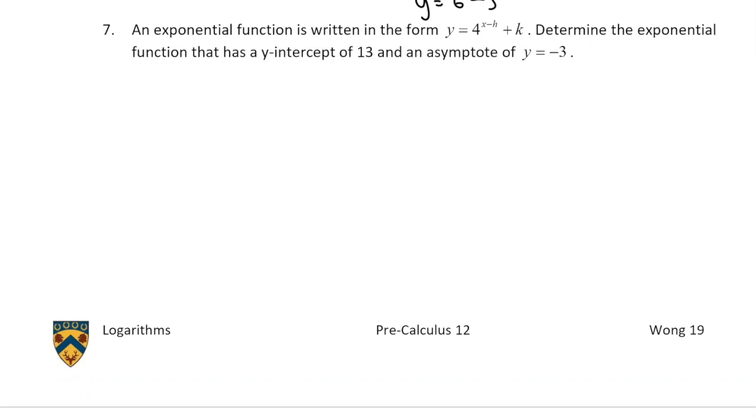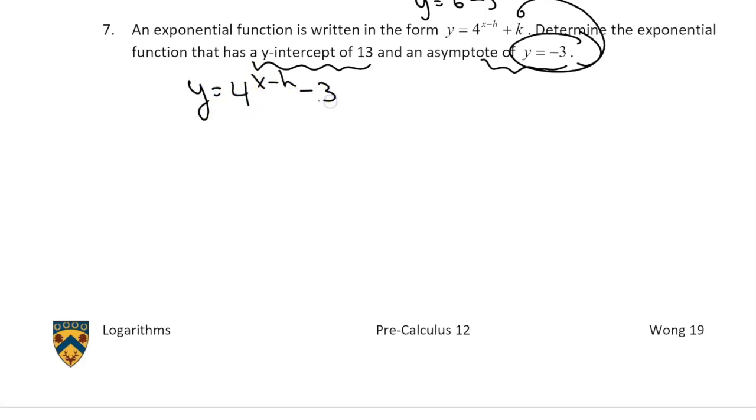An exponential function is written in the form of y equals 4 to the power of x minus h plus k. Determine the exponential function that has a y-intercept of 13 and an asymptote of y equals negative 3. If we have a y-intercept of 13 and an asymptote of y equals negative 3, this part right here, that's going to be our k value because we'll have dropped 3 units. So we could say right away y equals 4 to the power of x minus h subtract 3.